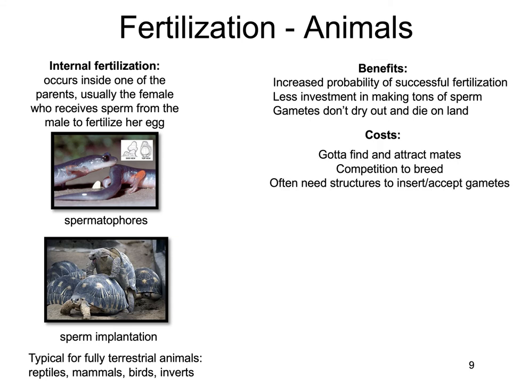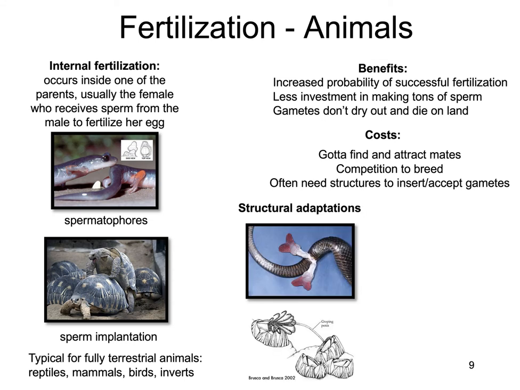Now, the costs, of course, are that once again, you've got to find and attract mates. There's a lot of competition to breed, and you often need structures to help insert and accept gametes, okay? And so some of the structural adaptations that we might see are things like in snakes. They have these things called hemipenes, like you see right here, that if you avert them or get them outside of a snake, this is what they look like, and this is what males use to implant sperm into female snakes. And so they have these very elaborate setups to implant their sperm into the female snake.